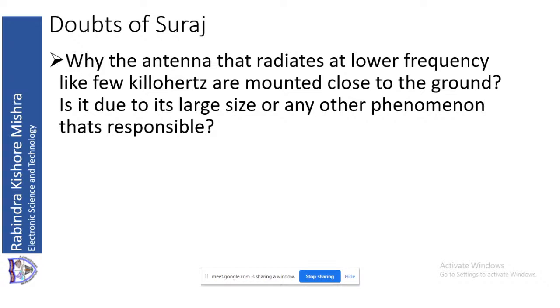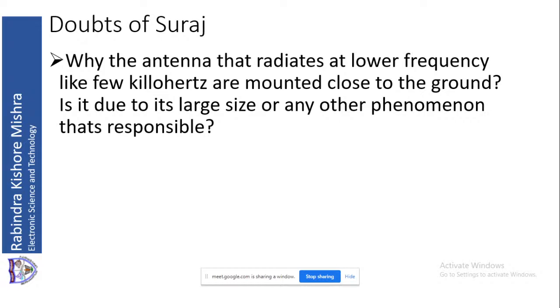Another reason: if you use low frequency, kilohertz or below, then the antenna size becomes very large. So he has answered one part. Is it due to large size? It becomes very large. An antenna consists of conductors, which are metals. As the size increases, its mass increases, which means more weight. It will have an attraction towards the ground, so there will be deformation on the antenna.